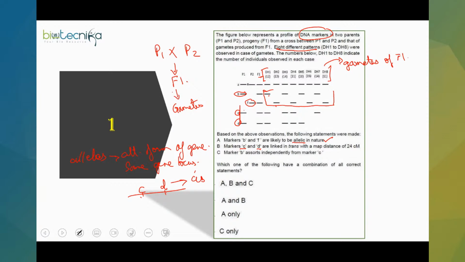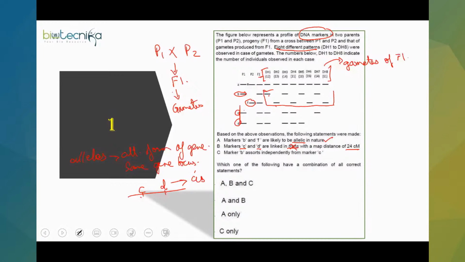So C and D are linked in trans. That is wrong. It is present in cis. Okay. Now, if this is wrong, there is no point of checking the map distance here. Right, but you can still check the map distance. Now, how can we check the map distance? For the map distance, we need the recombination frequency. So for that we have to find out the recombinants.